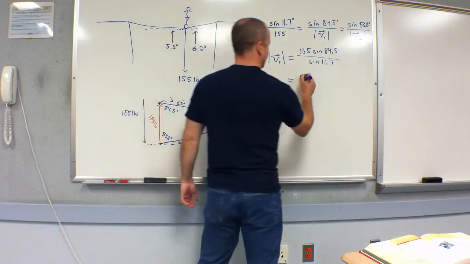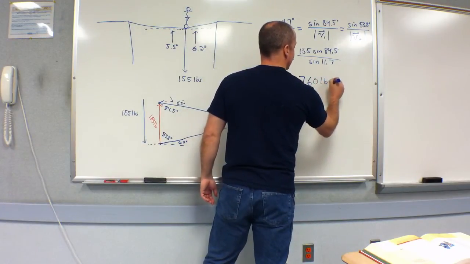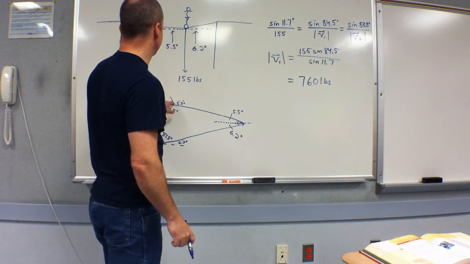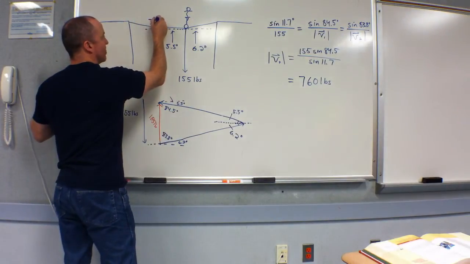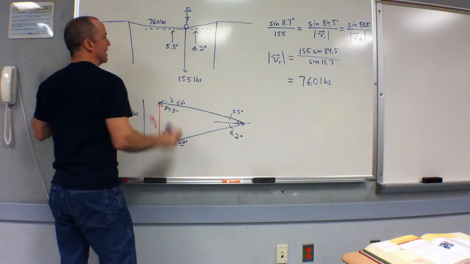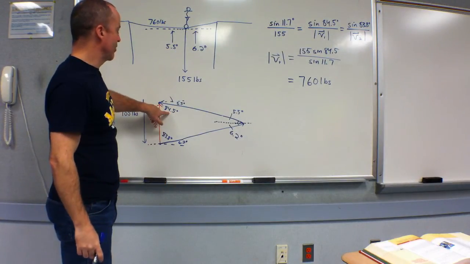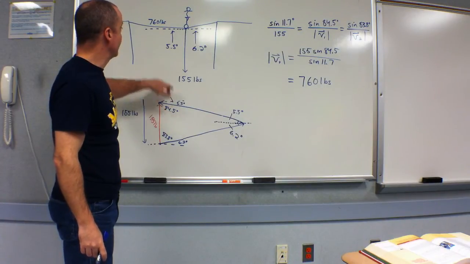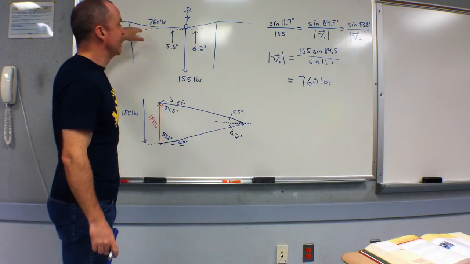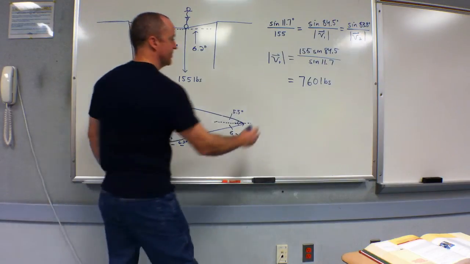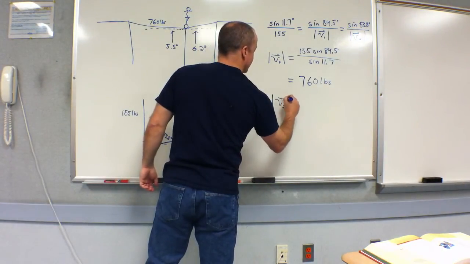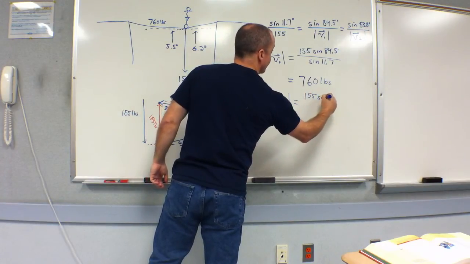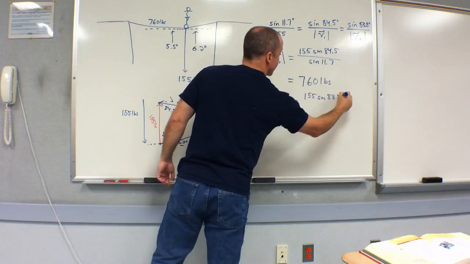760. That's even bigger. Okay, so 760 pounds along the vector. 84.5 came from the 5.5, so that's this one, because I got that from the 84.5 degree angle, which was the complement of the 5.5 degree angle. So that's how much tension is on the side where the angle's 5.5 degrees. Vector 2 is going to be 155 sine 83.8 divided by sine 11.7.